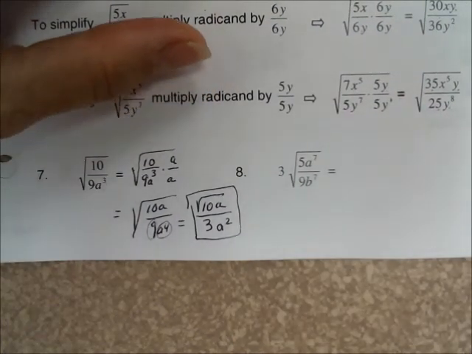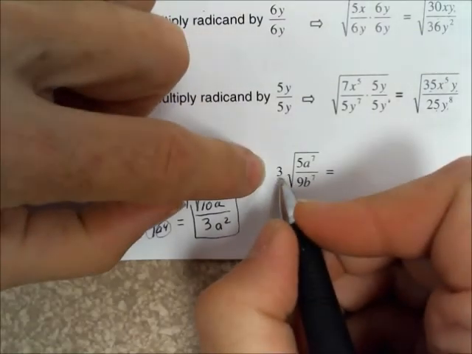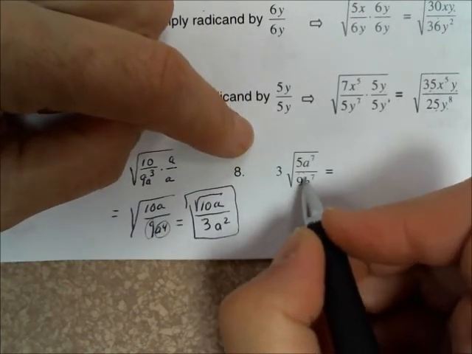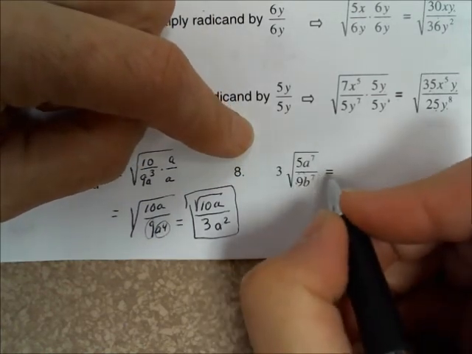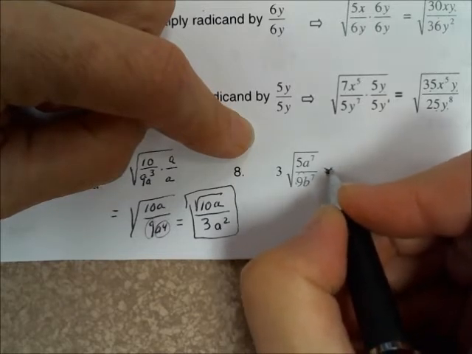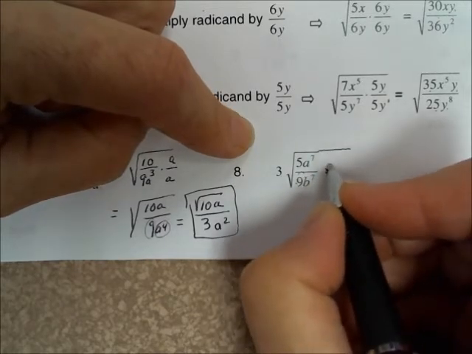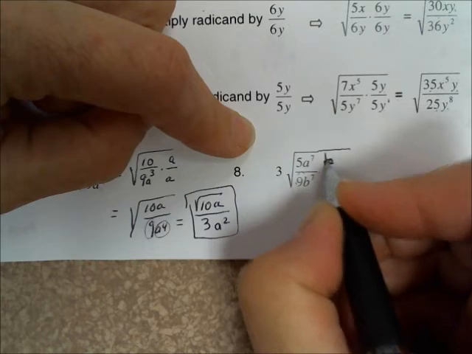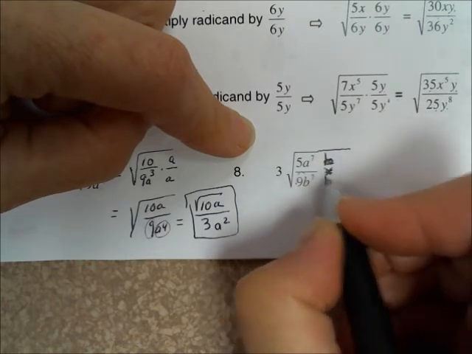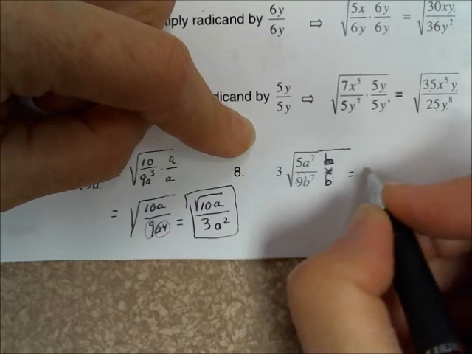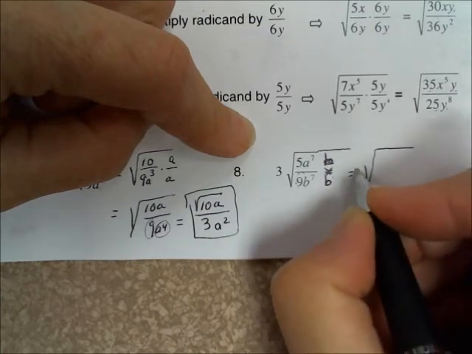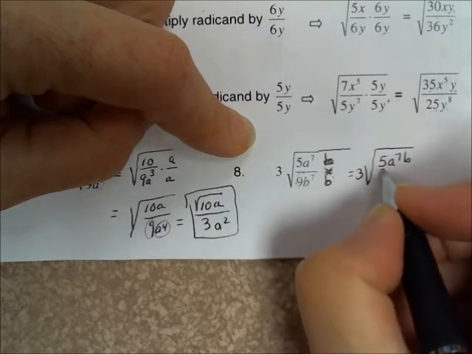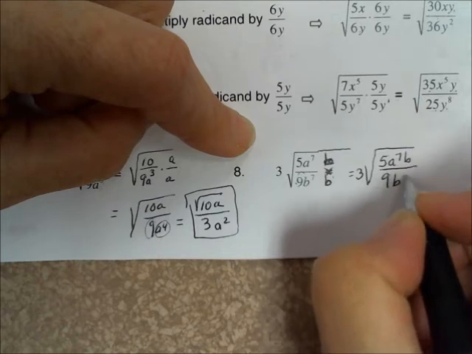In the second example, number 8, we have a 3 as a coefficient. That just stays outside. We have a similar example. We have a 9, which is a perfect square already. And what I'm going to do is take this equal sign and change that to multiplication and extend that to save some writing. I'm going to multiply this by b over b, because b to the 7th times b to the 1st will give you b to the 8th, which will be a perfect square. So on the outside we have a 3. We have 5a to the 7th b over 9b to the 8th.